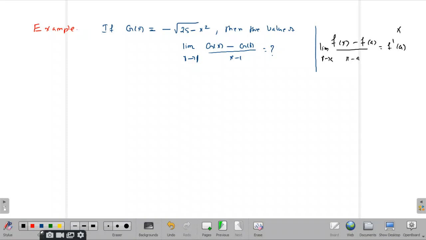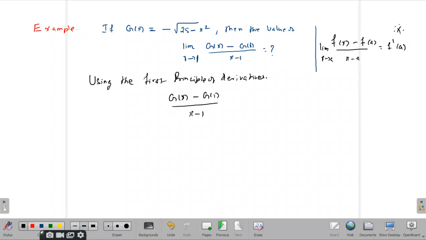Very, very important formula, from the fundamental theorem of calculus, or using the first principle of derivative. So g of x minus g of 1 by x minus 1, limit x approaches 1, is nothing but g dash of 1.